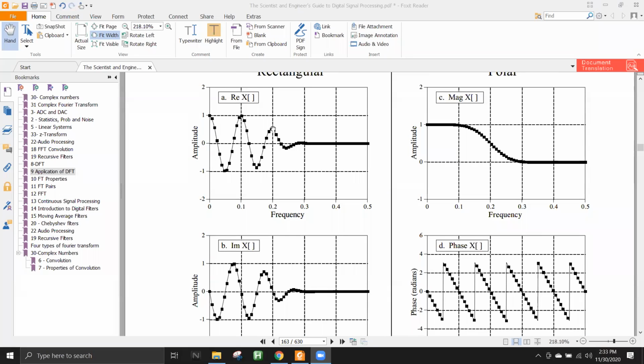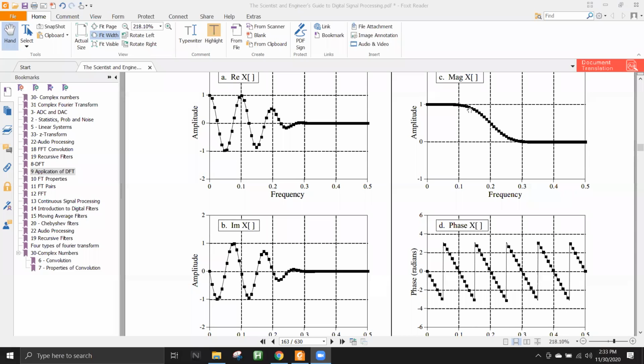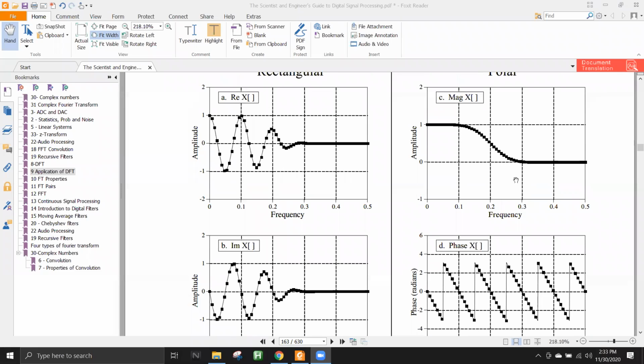So here is an example: if RE and IM look like this, then their corresponding magnitude will be something like this, and their corresponding phase will be something like this. This gives us some extra information, which we will learn later on what kind of information they give. For example, this will give us something like a band. We'll be talking about them later on in other chapters.